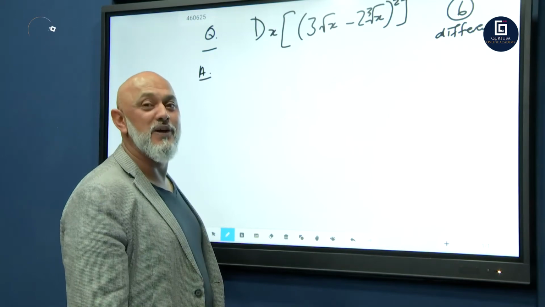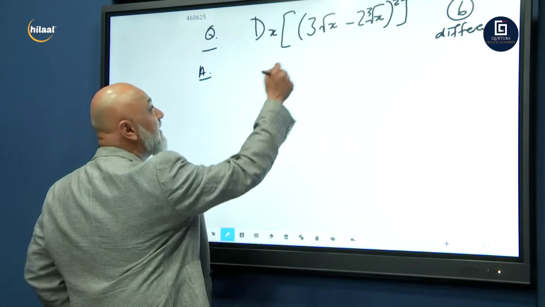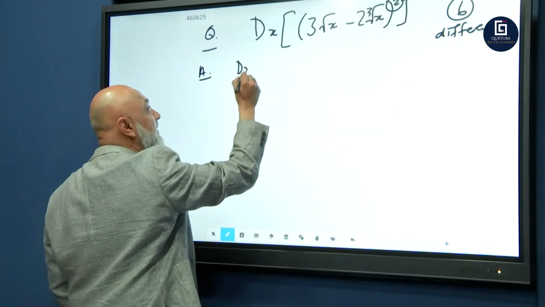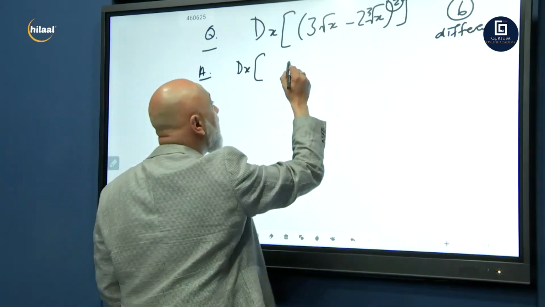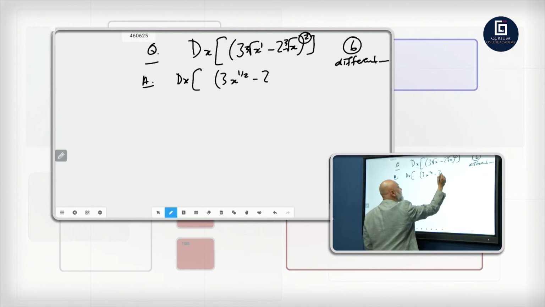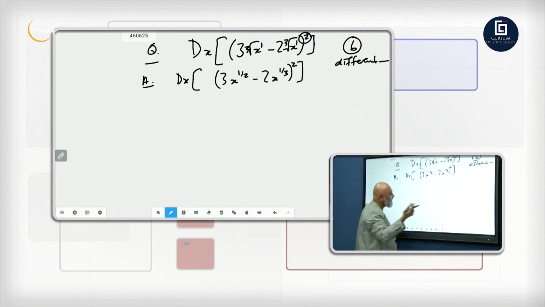What do you think we're going to do with this? Watch how we unpack it. Now it's squared. We need to remove the square. So watch what I do. I say dx. I'm still simplifying. This is the before part. So let's go. 3 x to the power 1 over 2 minus 2 x to the power 1 over 3, all squared. Agreed? Agreed. Right. dx. We're still not done.